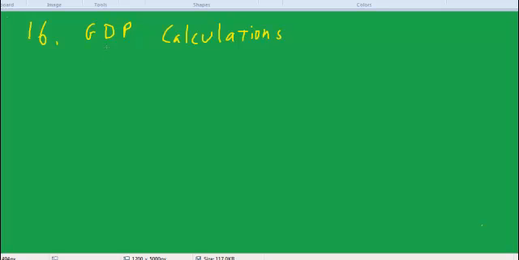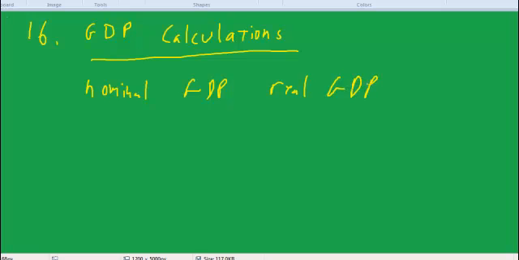Welcome back to Economics. Today's talk is on what I call GDP calculations. I actually like to give out problems that are based on this sort of thing. Last time we talked about nominal GDP and real GDP. Real GDP adjusts nominal GDP for price changes. We talked about an economy with only one good.